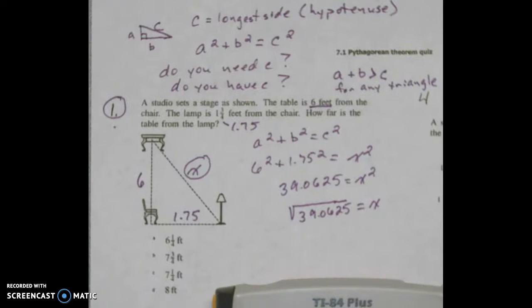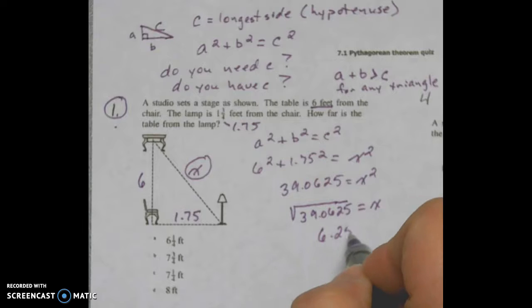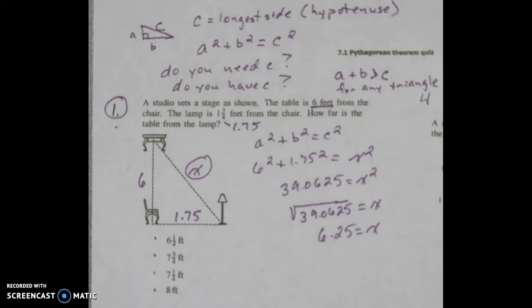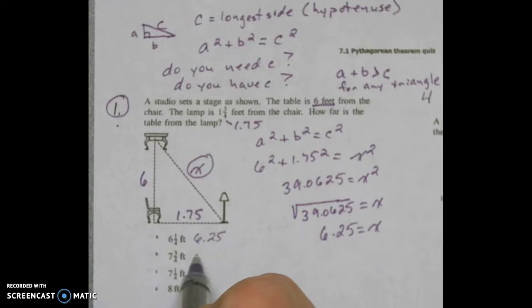So in my calculator, take my square root, 39.0625, gives me 6.25. If I look at my answer choices, again, I've got some fraction answer choices there. 6 1/4 is 6.25. 7 3/4 is 7.75. 7 1/4 is 7.25. 8 feet, definitely too big. I'm looking for 6.25. Gives me my answer choice A.